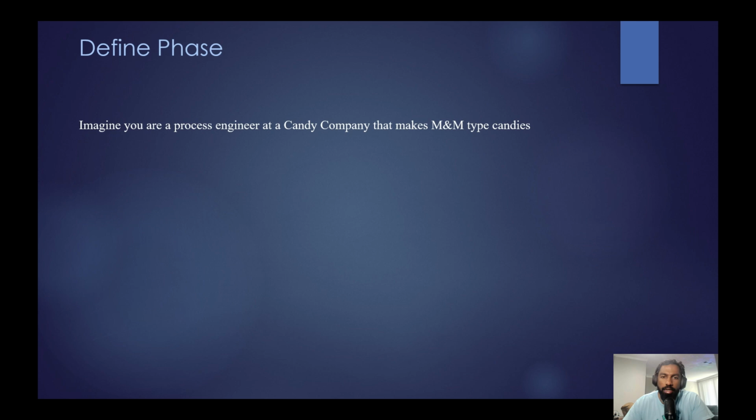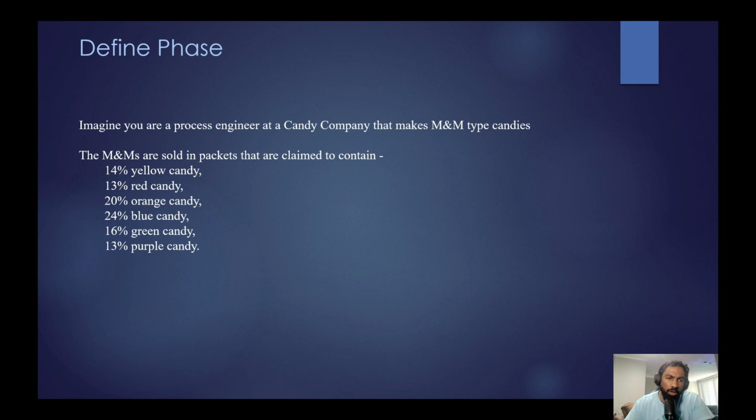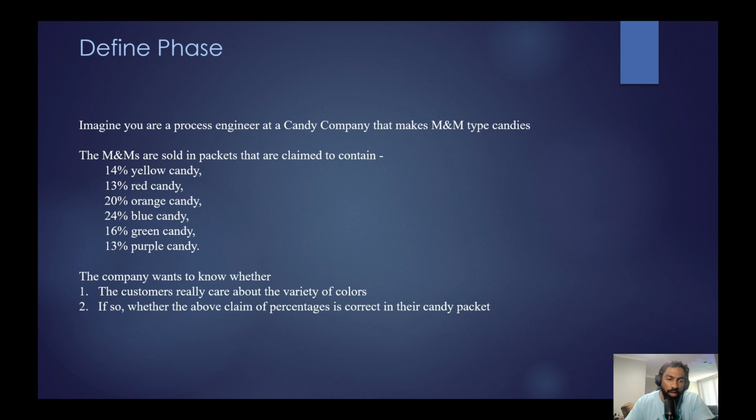Imagine you are a process engineer at a candy company that makes M&M type candies. The M&Ms are sold in a packet and are claimed to contain 14% yellow candies, 13% red candies, 20% orange candies, 24% blue candies, 16% green candies, and 13% purple candies. That is the claim. Now, the company wants to know if the customers really care about the variety of colors in the candy packet, and if they do care, is the above claim about percentages correct when checked against their candy packets?